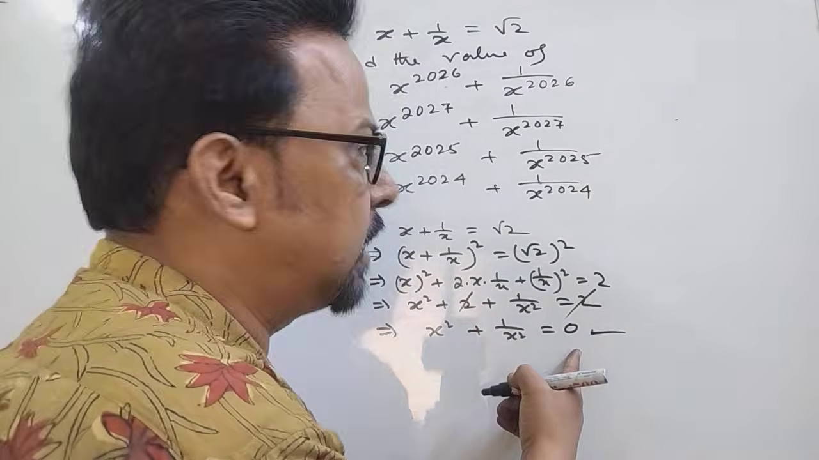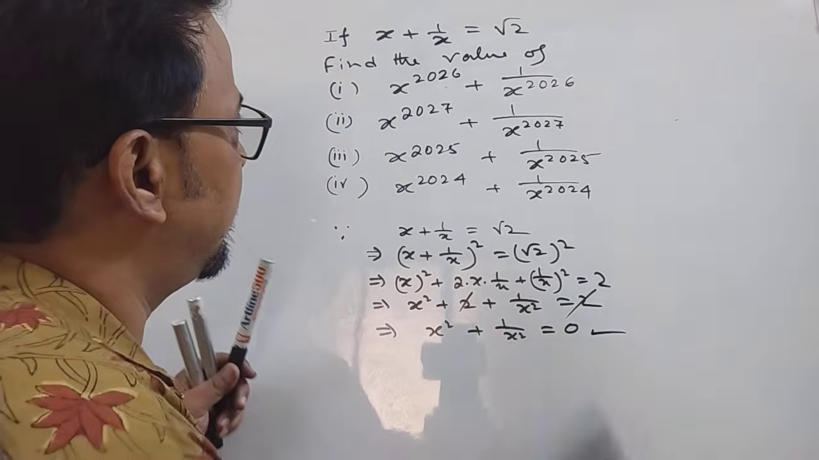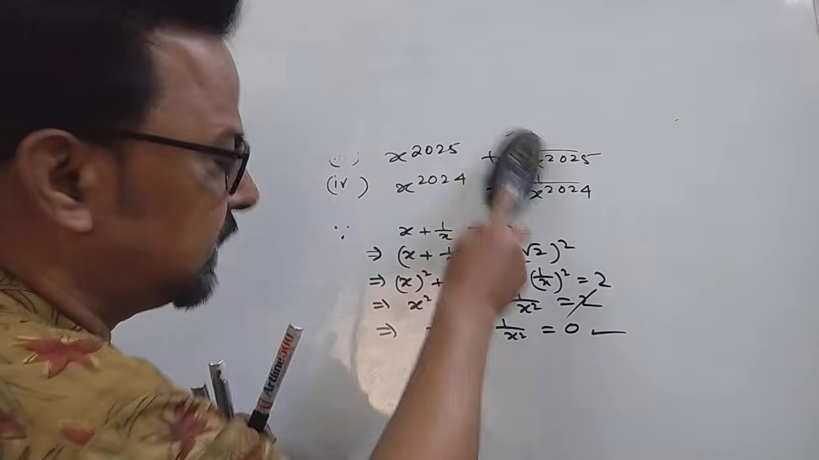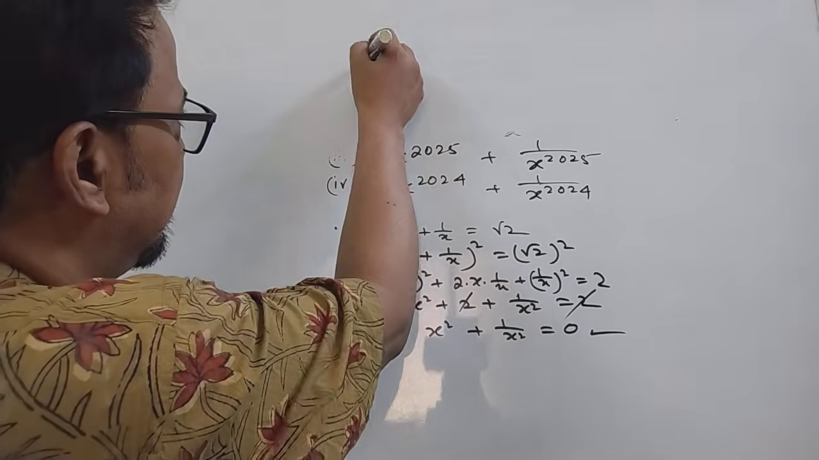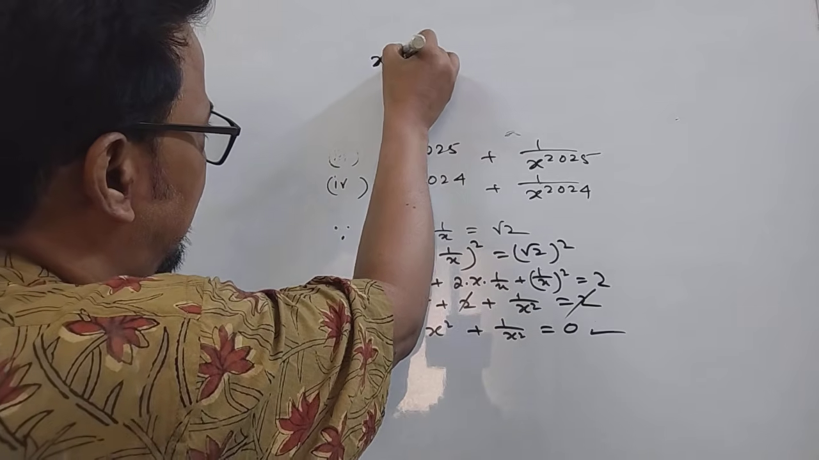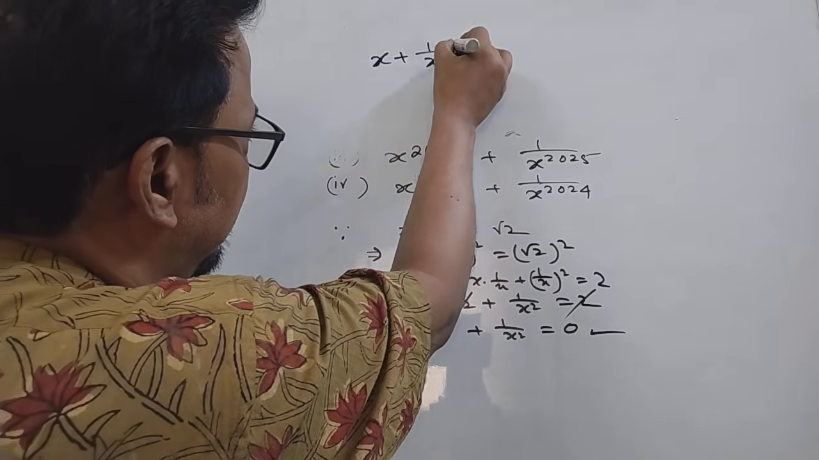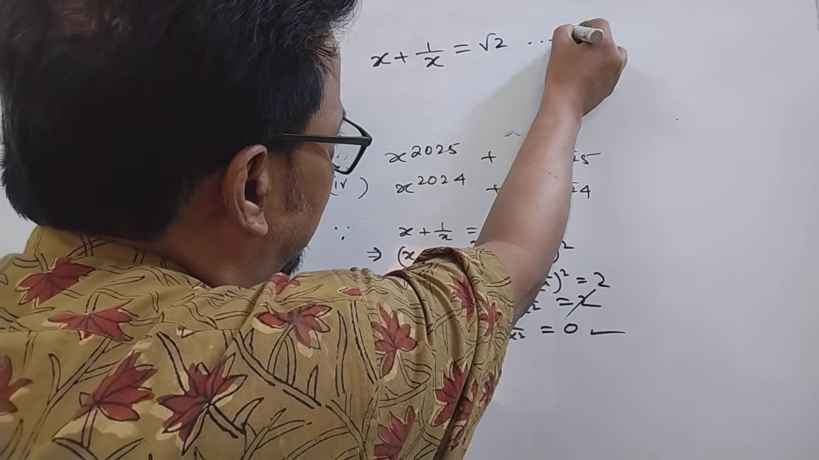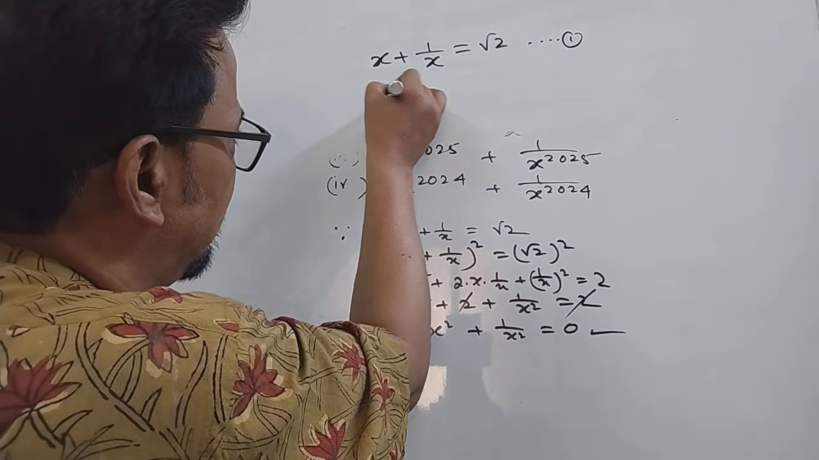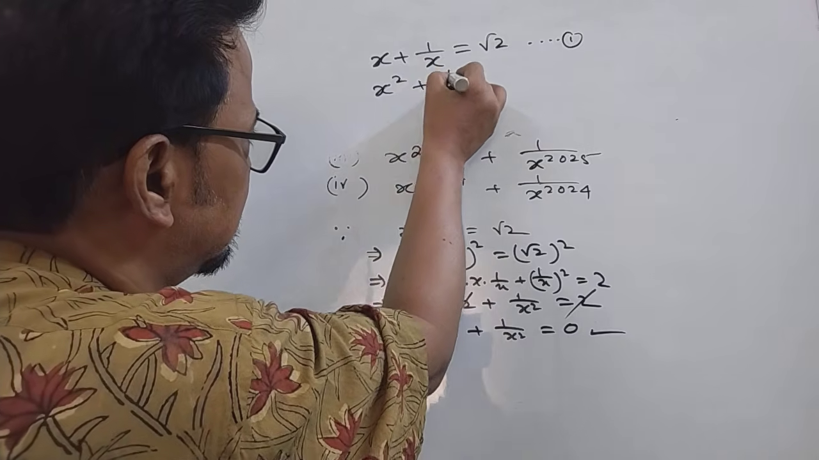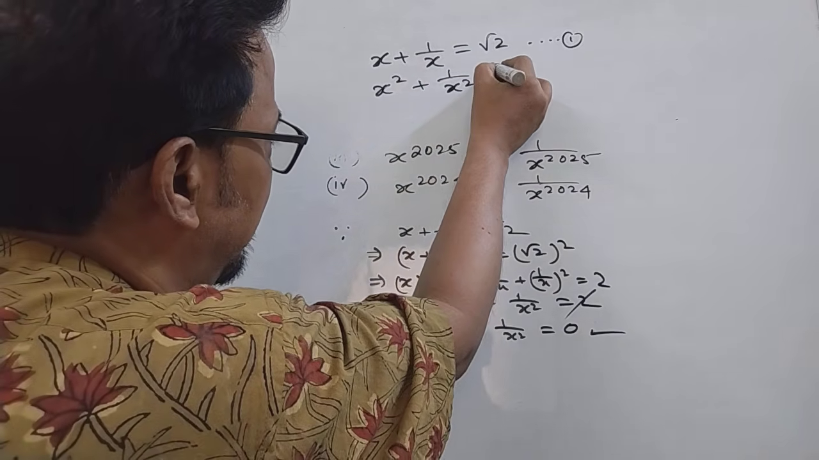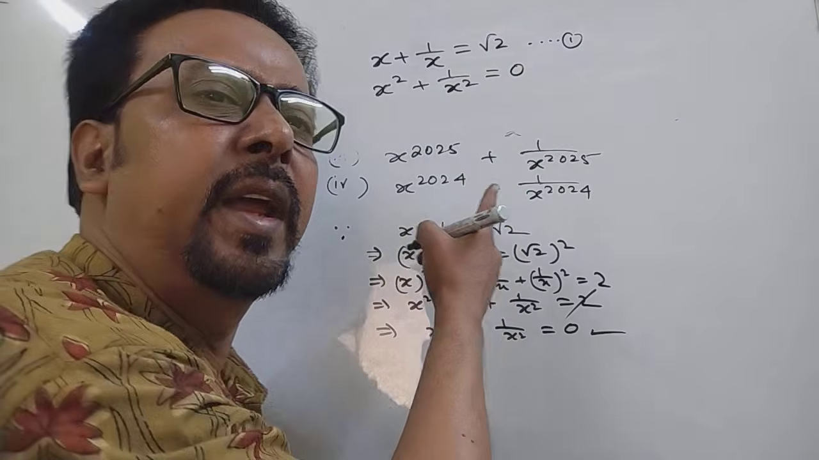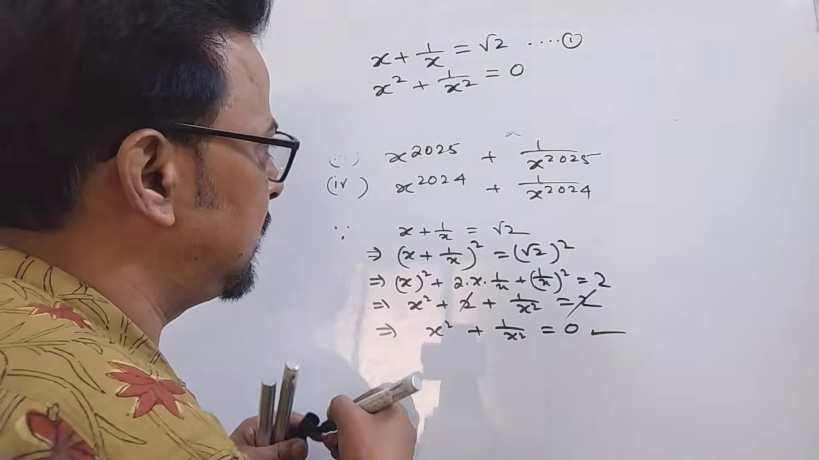So this is another value. Now we note down: x plus 1 by x equal to root 2. This is given. This is number 1. Second condition, we get x square plus 1 by x square equal to 0.